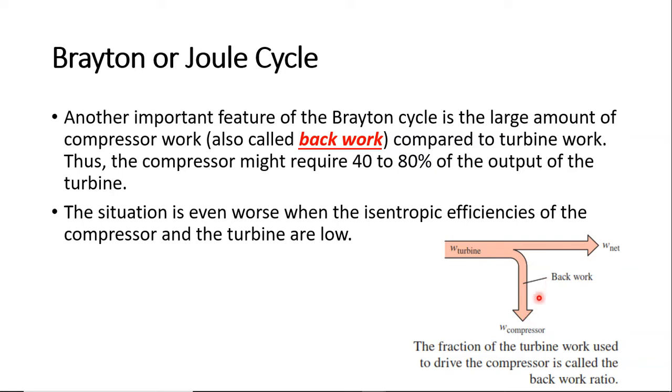And this situation further worsens if isentropic efficiencies are given. For ideal cycle, isentropic efficiencies for compressor and turbine are 100%. We are seeing in numerical as well. But in this case, what happens if isentropic efficiencies are less? Then in that case, further this compressor work will increase and W net will decrease.